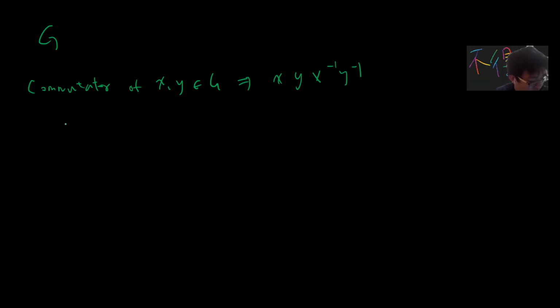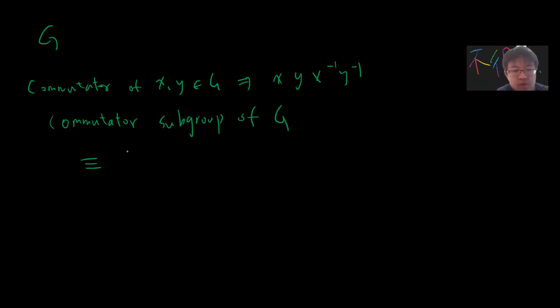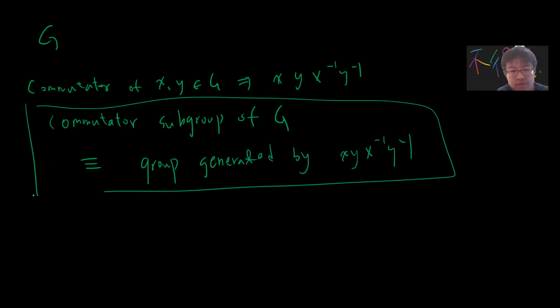Okay, so you can define the commutator subgroup of G, defined to be the group generated by x, y, x inverse, y inverse. Basically each element in this commutator group, or as some people like to say, the derived group, is defined to be the product of these. So by definition, this will form a group.